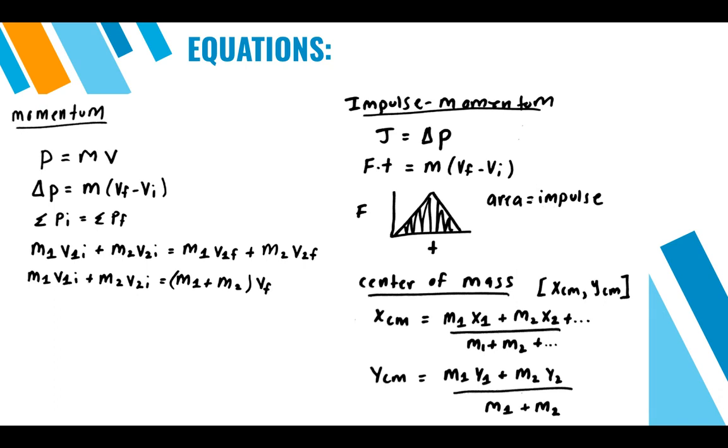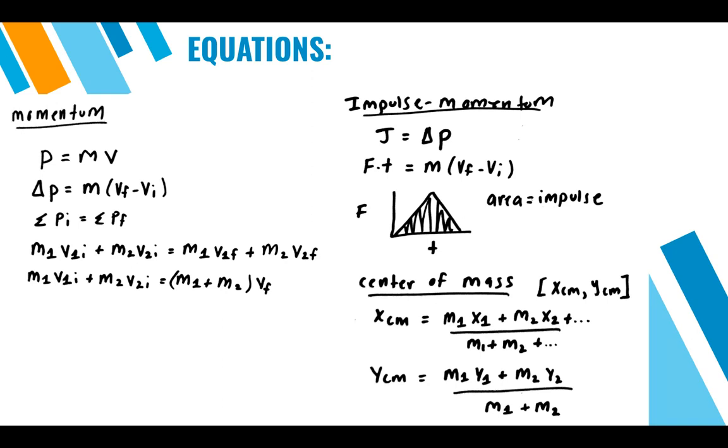To find the y coordinate of the position of the center of mass, we sum the masses times the y position divided by the total mass. Position of center of mass is measured in meters. So that's the coordinate x sub cm, comma, y sub cm, measured in meters.